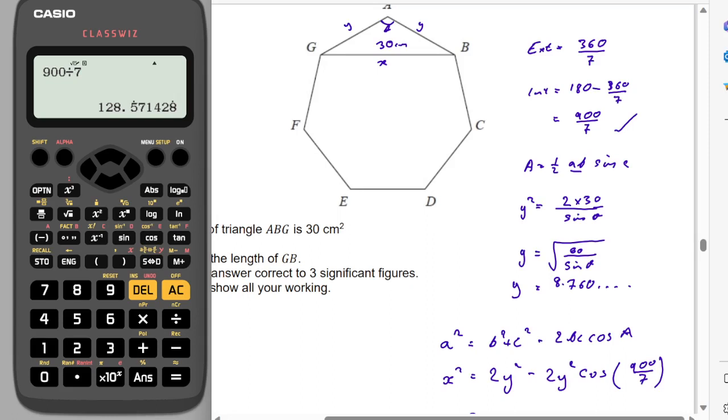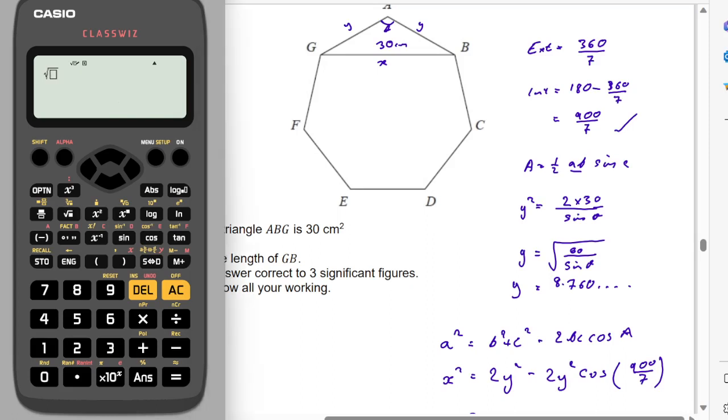And I've rearranged it by times in by 2, so 2 times by 30, which is the area. I agree with that. Divided by sine of the angle. I agree with that. So let's just see whether that works out. So the square root of a fraction, 2 times by 30 was 60, divided by sine of the angle, which was 900 over 7. Okay, we agree with that.